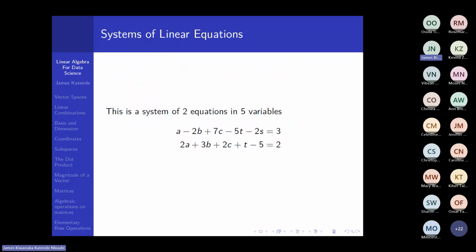Here's an example with a different set of variables, A, B, C, T, and S. I think there's a mistake here. This should be S, but anyway, no problem. Instead of 5, it should be S. Or maybe it's supposed to be 5S. I may have made a typo there. But this is a system of two equations in 5 variables, where the variables are A, B, C, T, and S. Our interest here is to find values of the variables that satisfy all the equations in the system. That is our target. That's what we want to achieve.